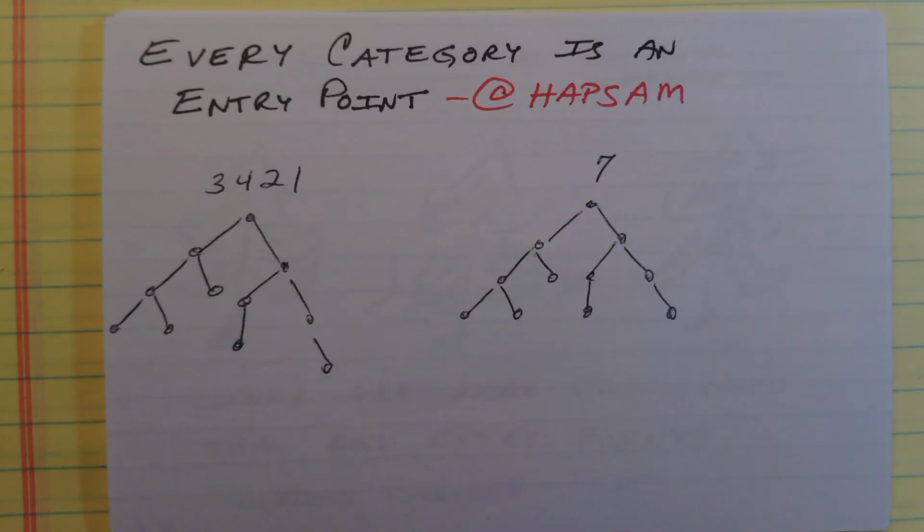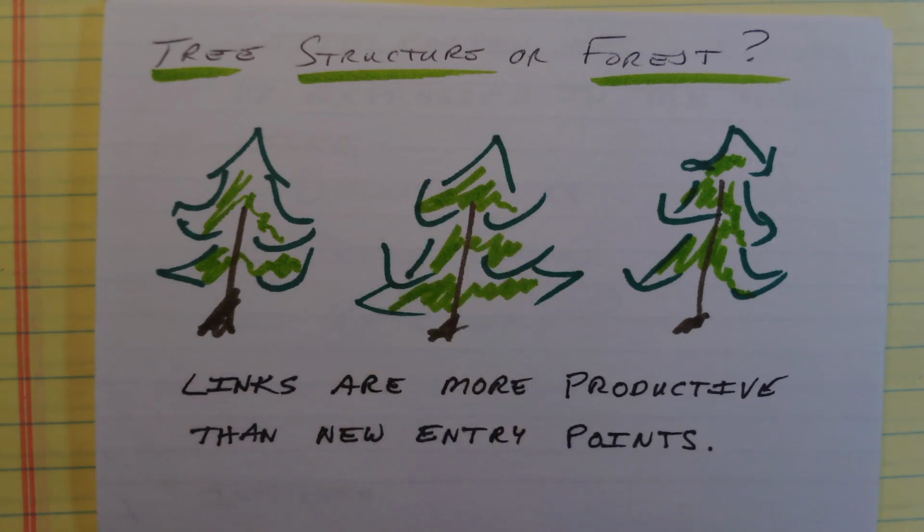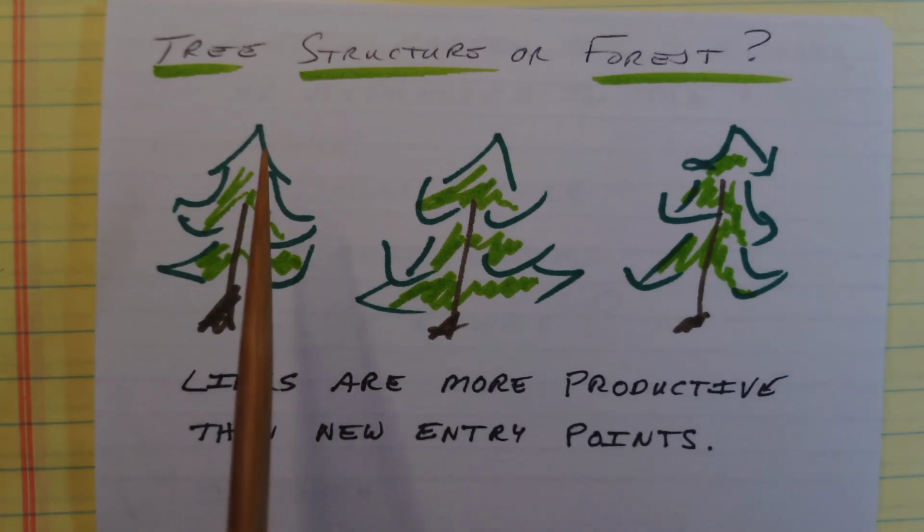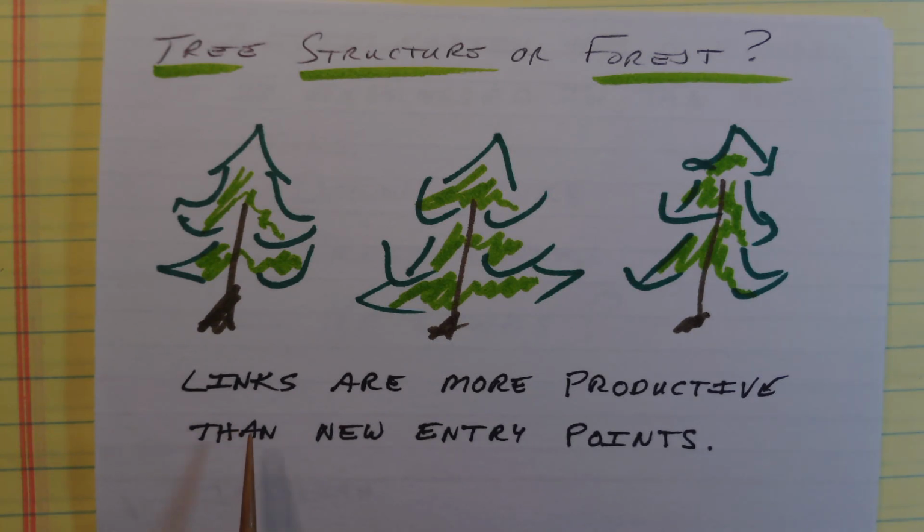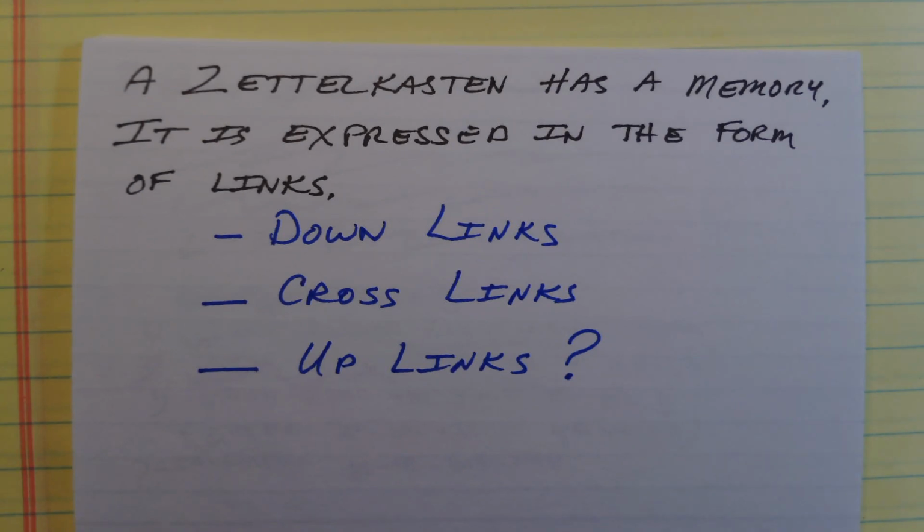So, is a Zettelkasten like a tree, or is it more like a forest? Well, links are going to be more productive than new entry points. New entry points lead to isolations, and that's the opposite of what you want to have with a Zettelkasten. So even if you're using dynamically discovered categories, you will still want to try for a link first. Even a stretch of a link is going to prove more productive, and we'll see why as this presentation continues. A Zettelkasten has a memory. The memory of a Zettelkasten is expressed in the form of the links.